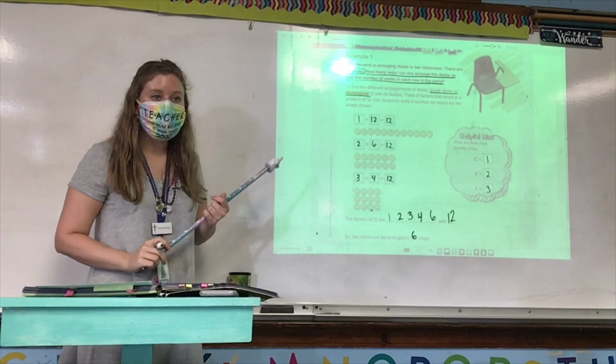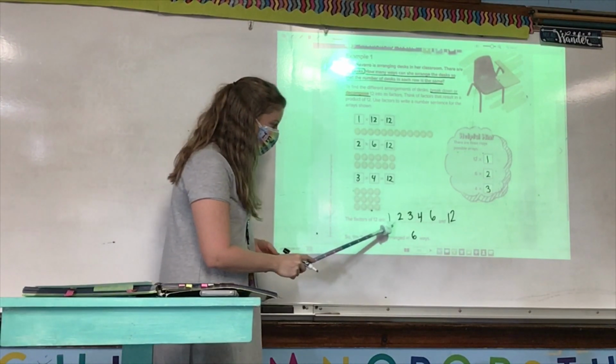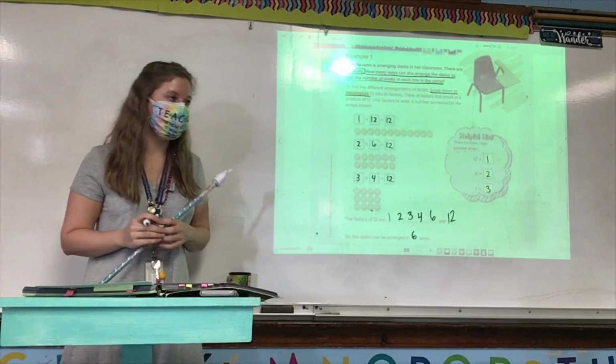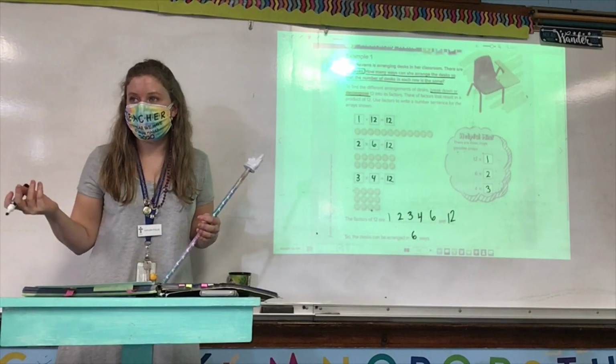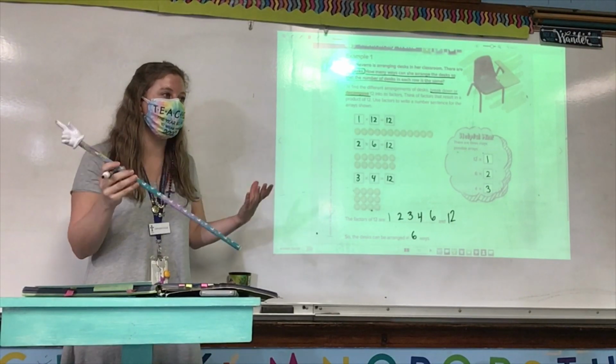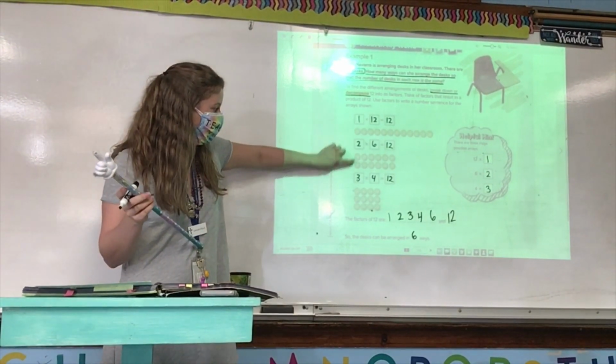Without having to make arrays, we can also tell how many ways it can be arranged by counting the factors. We have 1, 2, 3, 4, 5, 6. However many factors a number has, that's how many ways you can arrange it, how many arrays you can make, because you can always start with that many rows.